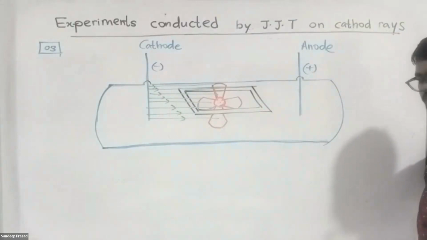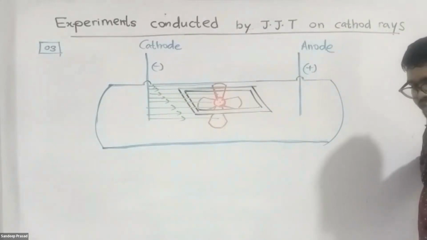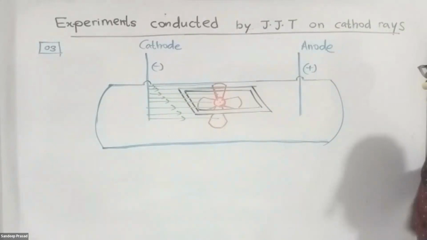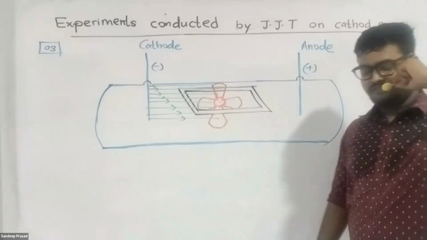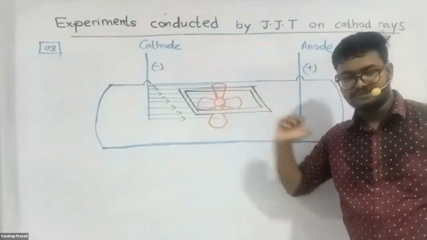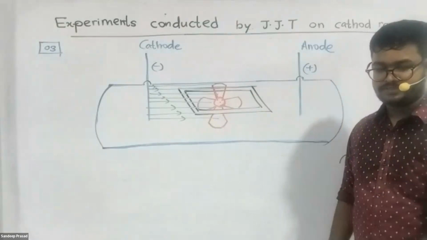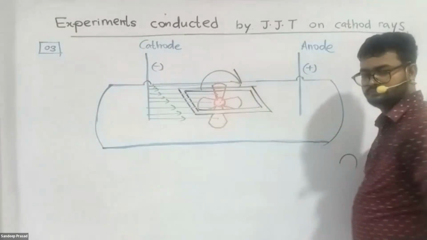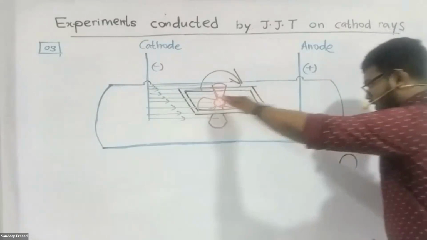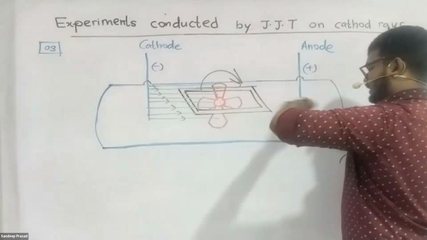So what will happen when the cathode rays are emitting from the cathode side? These cathode rays are colliding with the paddle wheel. When the cathode rays collide with the paddle wheel, what will happen? Can anyone tell me? I need your ideas. Answer me. Rotate. Good, very good. Your answers are correct. Remember, this paddle wheel started to rotate towards the anode.